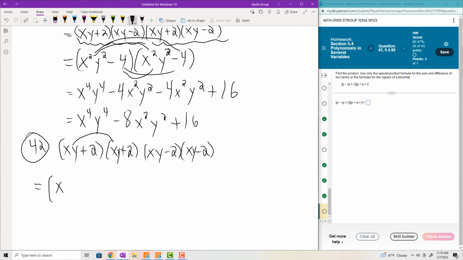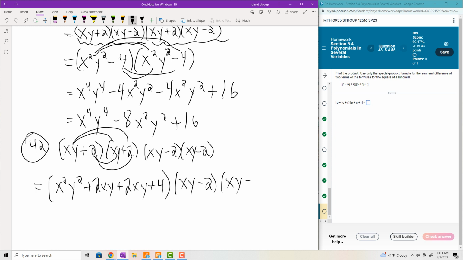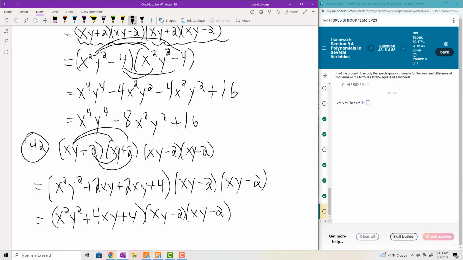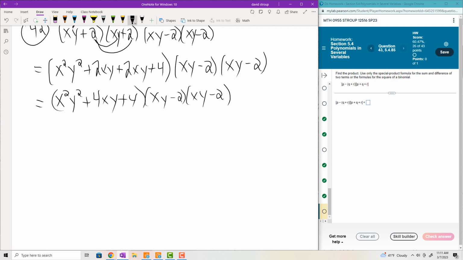So xy times xy is x squared y squared. And then xy times 2 is plus 2xy. And then the inner plus 2xy. And then the last plus 4. Okay. So this will be x squared y squared plus 4xy plus 4. And then you have xy minus 2 times xy minus 2. Okay. And you could choose to multiply any two numbers that you want. You can only do 2 at a time, though. So I'm going to multiply those two out.